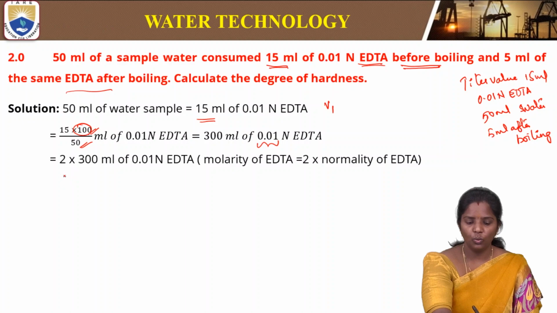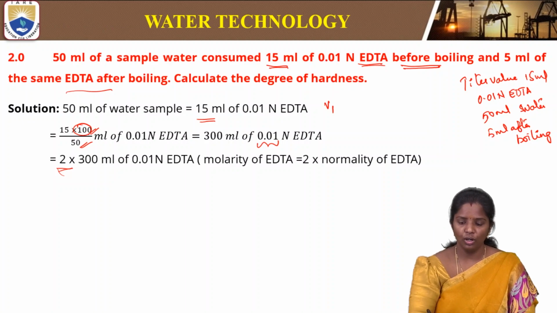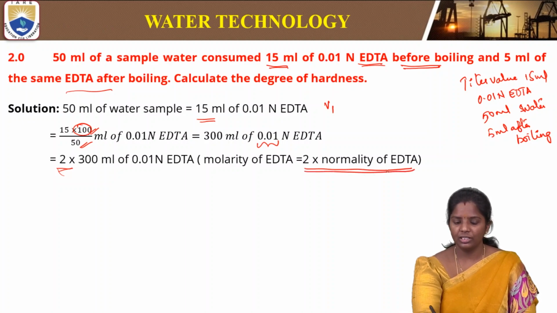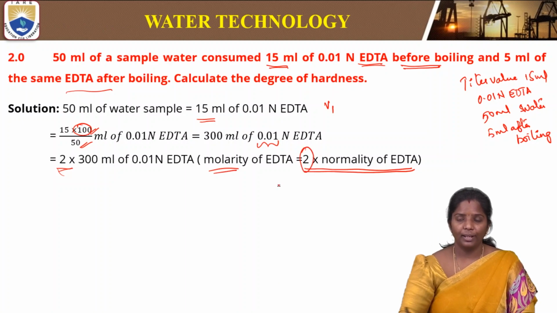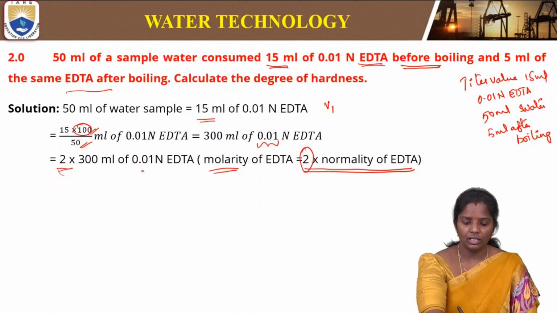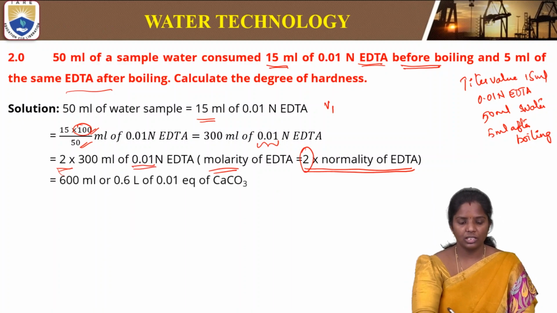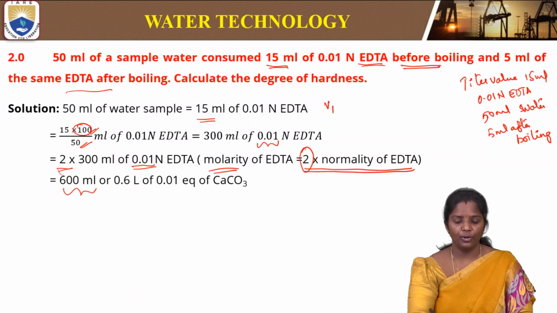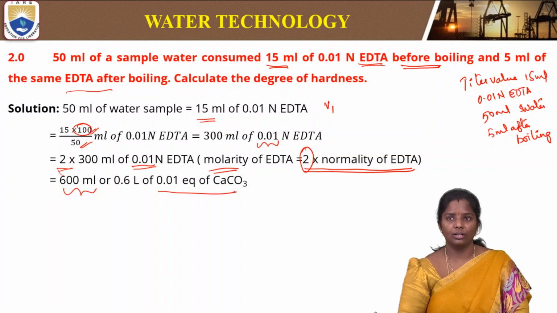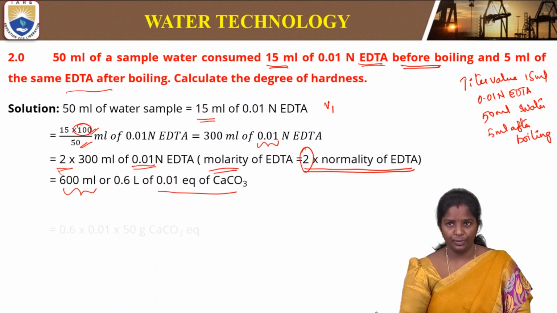So 2 into 300. Both permanent and temporary hardness are present, so we multiply by 2. The 2 is for converting normality into molarity. So 2 into 300 of 0.01 normal EDTA gives 600 ml or 0.6 liters of 0.01 equivalence of calcium carbonate present in the water sample.